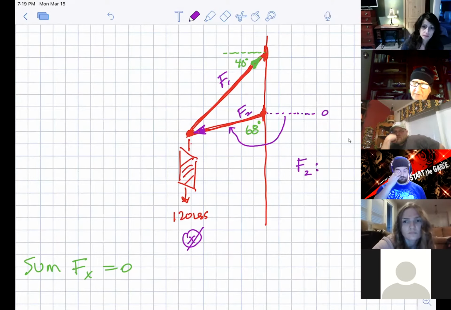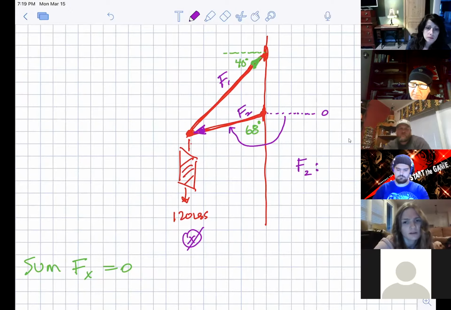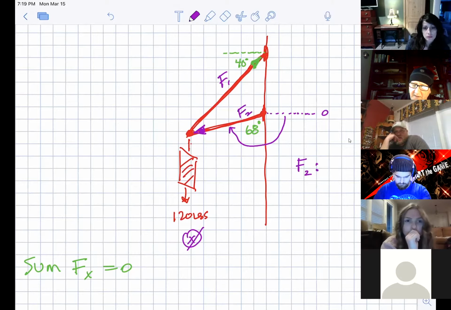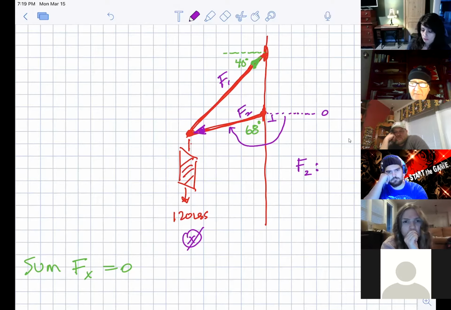Since we call this zero, would it be 112? No, that's not right. It would have to be negative 112. Negative 150. Wait, I did this wrong, didn't I? Yeah, notice this angle's 90, right? Yeah, no, negative 158. 90 and 68 together would be 158, but that's negative. Does that make sense? So this theta is actually negative 158.